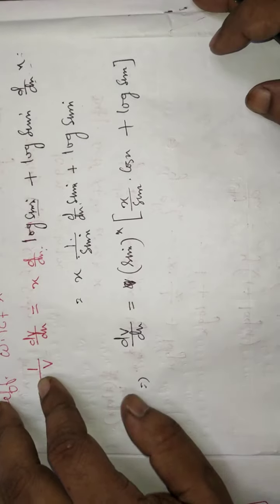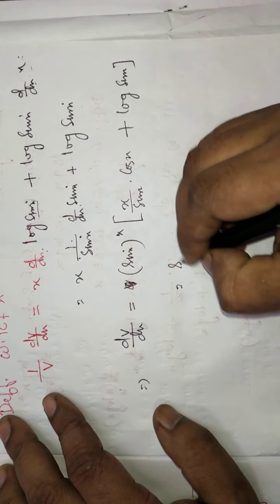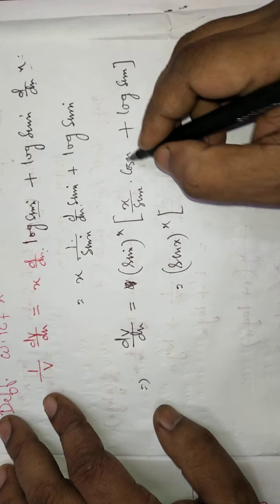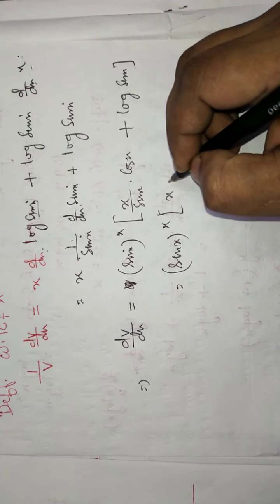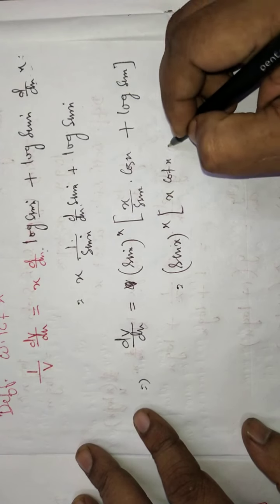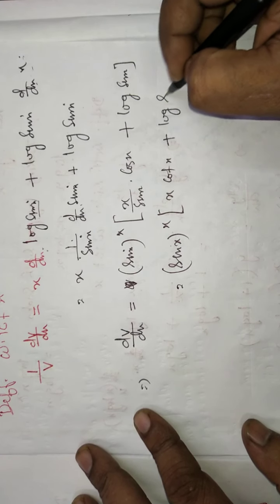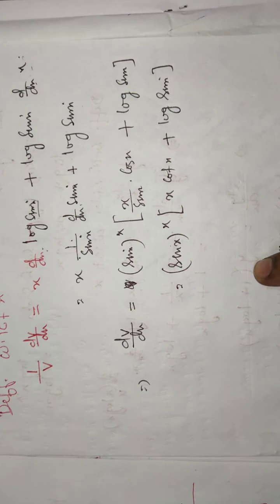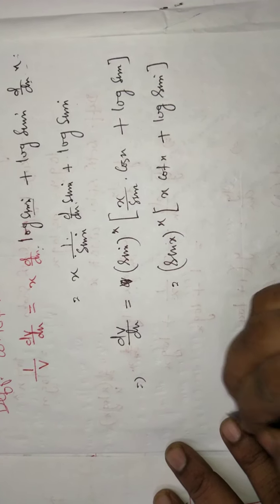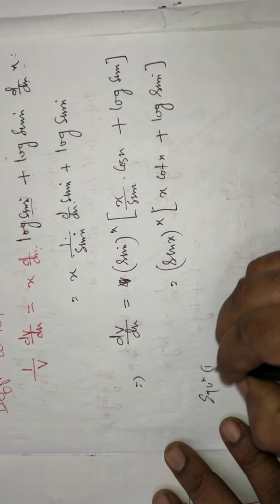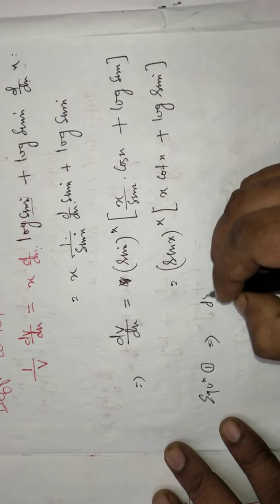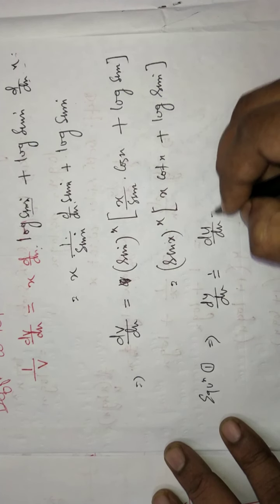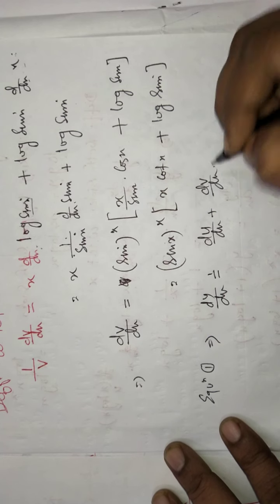Okay, then sin x whole to the power x, and cos by sin is equal to what? cot, so it will be x into cot x plus log sin x. Okay, so finally what we get? We get the value of du/dx and db/dx. Now equation 1 implies, what is your equation? dy by dx equal to what? du/dx plus db/dx.